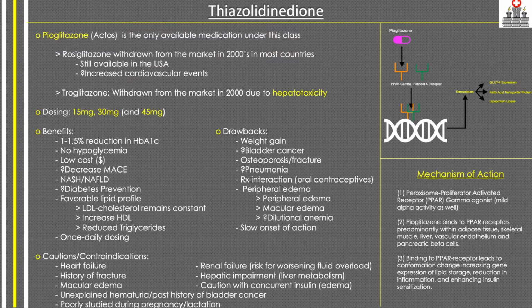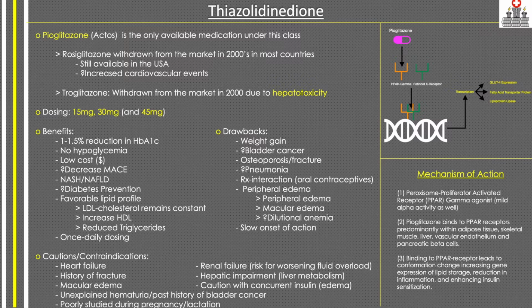Let us talk about the next class of medications, the thiazolidinedione, or TZD for short, as that's quite a tongue twister to pronounce. So this class of medication is quite interesting. There's currently only one medication you will see commonly within practice, and that is pioglitazone, the trade name of this being Actos. And the reason for this is there were two other medications that were withdrawn about 20 years ago. There was rosiglitazone, and this was shown to increase heart failure, increase the risk for cardiovascular events, and in most countries it was withdrawn from the market.